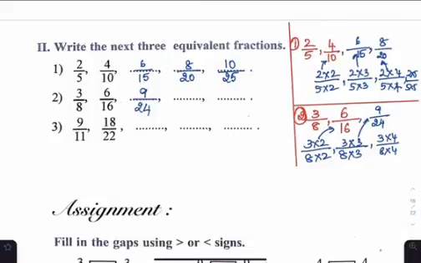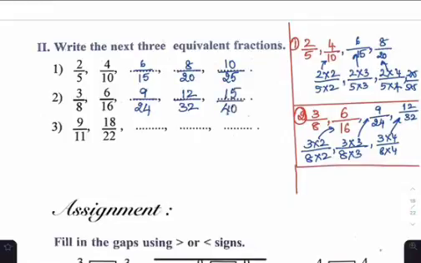Now 3 fours are 12. 12 divided by 32. Similarly, 3 fives are 15 divided by 8 fives are 40. Now for the third one, I think you can do it directly.